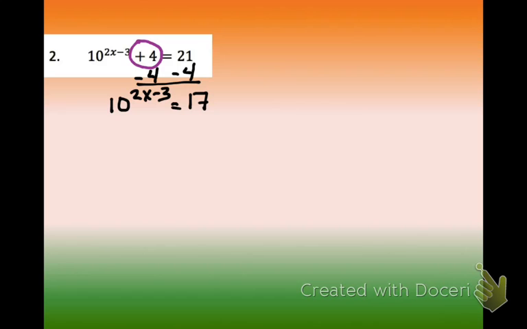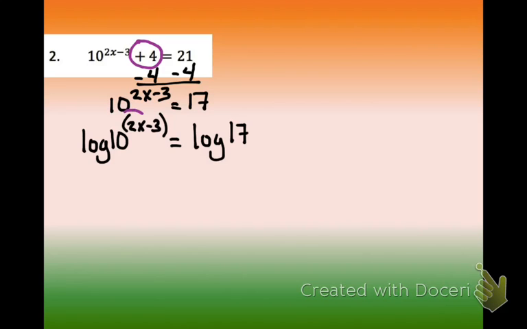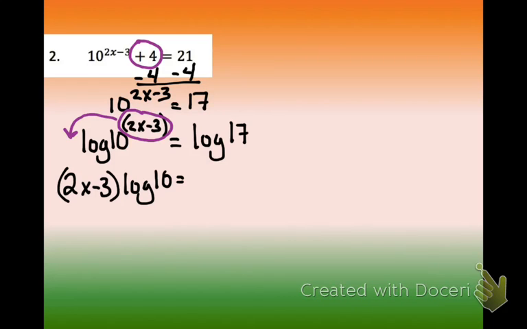And from there, we can take the log of both sides. So we're going to have log of 10 to the 2x minus 3. Go ahead and put that in parentheses, equals log of 17. That power rule again says we can take this and pull it down in front. So we now have 2x minus 3 times log of 10 equals log of 17.